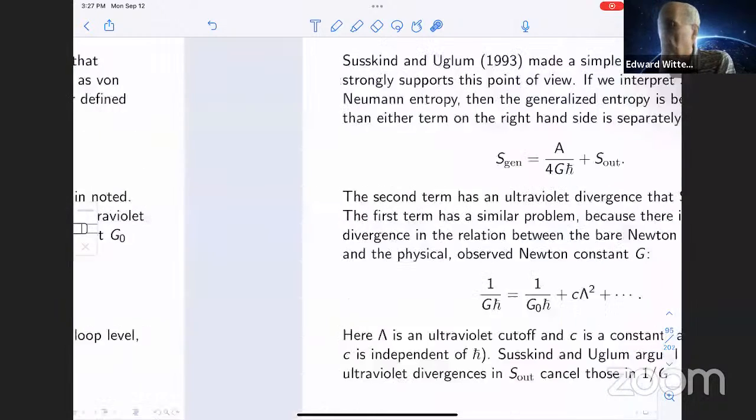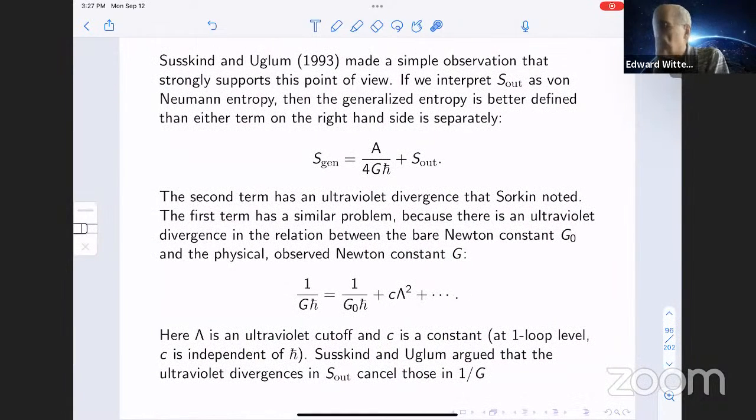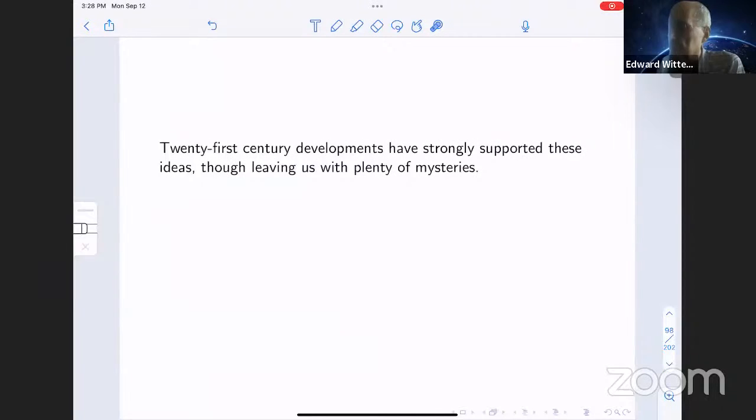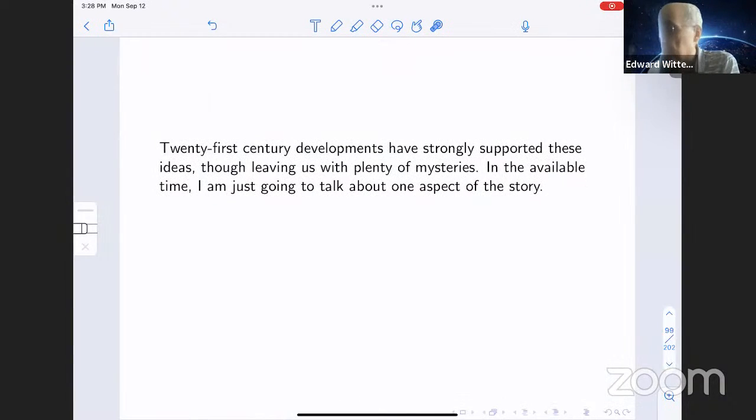And Susskind and Uglum showed in the leading approximation, but this was extended later by others, that the divergence in 1 over G precisely cancels the divergence in S out. So the generalized entropy is better defined than either term on the right-hand side. So 21st century developments have strongly supported these ideas, though leaving plenty of mysteries. And as I've told you, in the available time, I'll just talk about one aspect of the story.